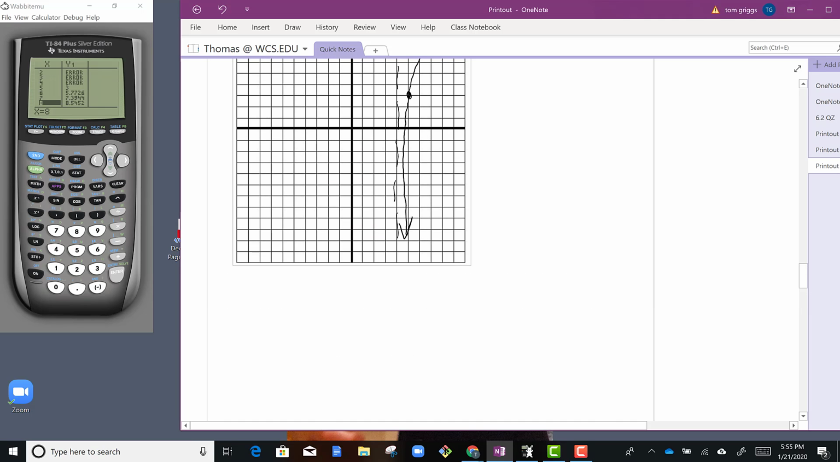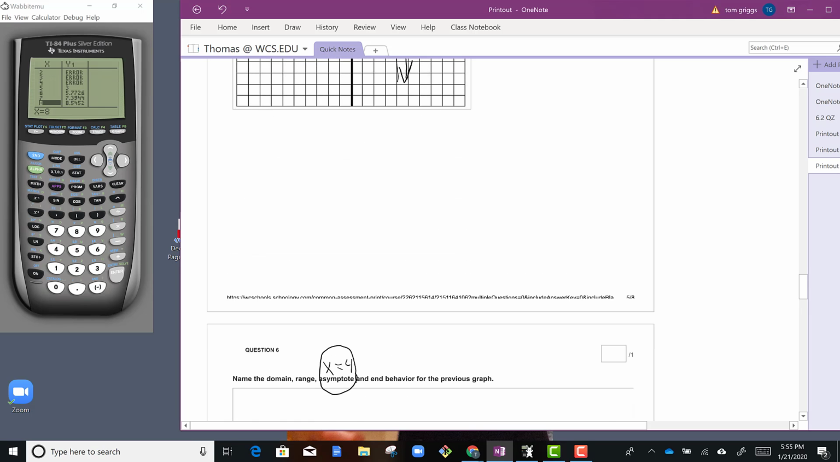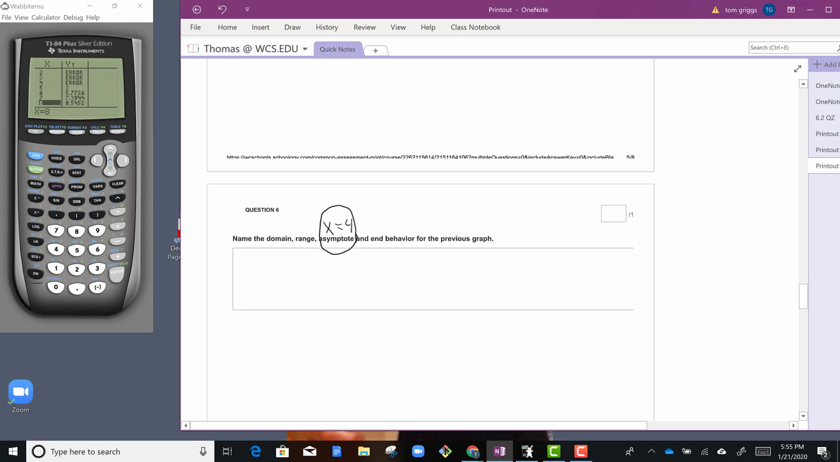The domain is everything greater than 4. So from 4 to infinity. The range, all real numbers. This graph is going up and down infinitely. And that's how you label the key characteristics of these graphs.